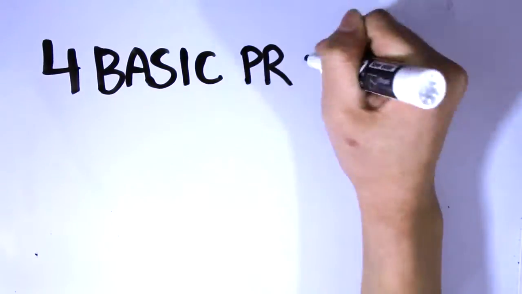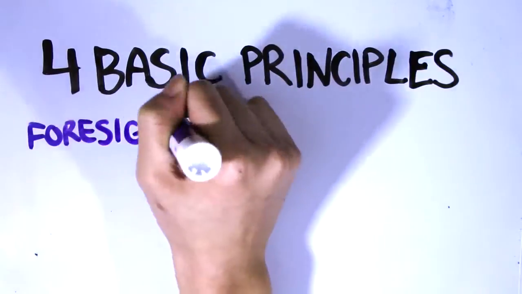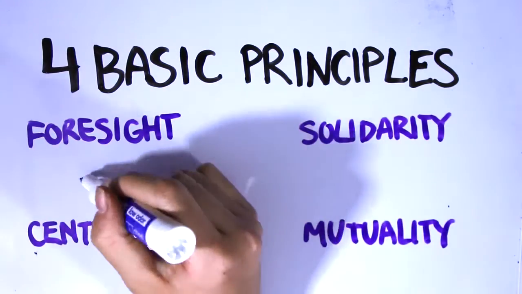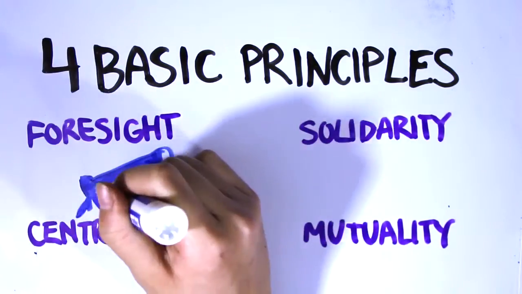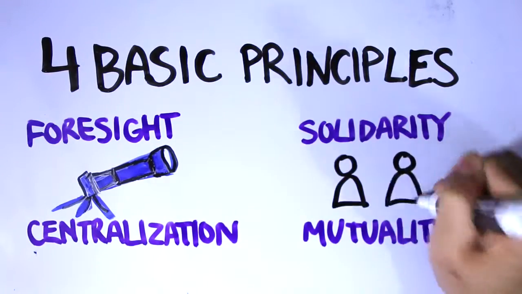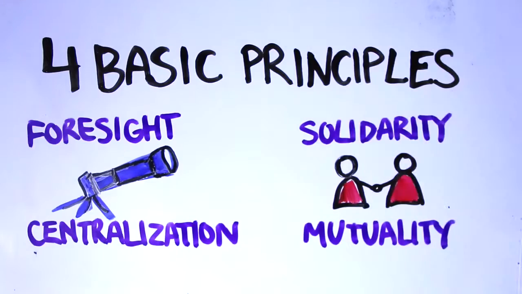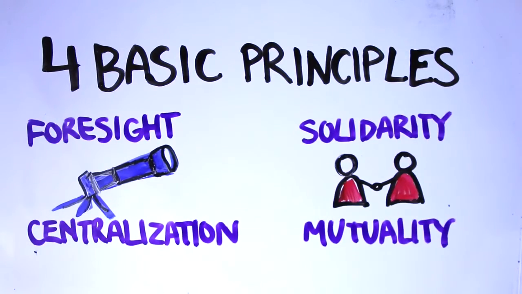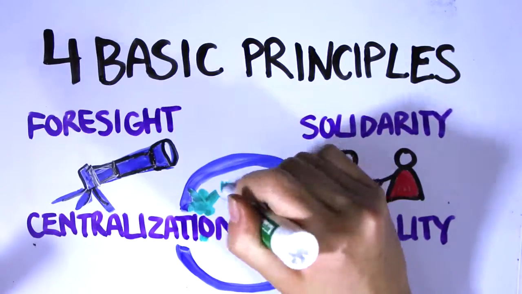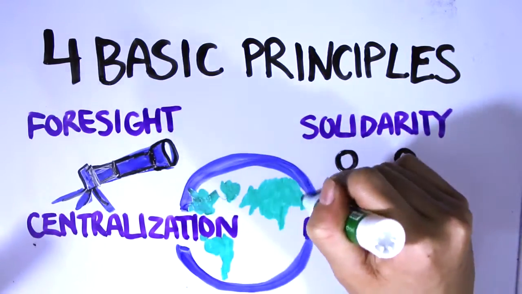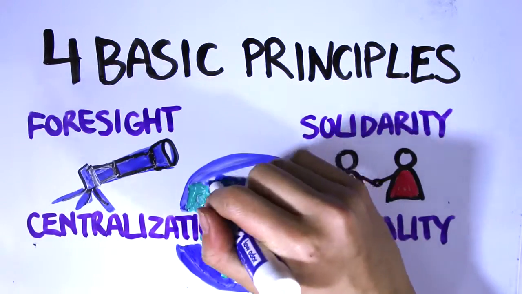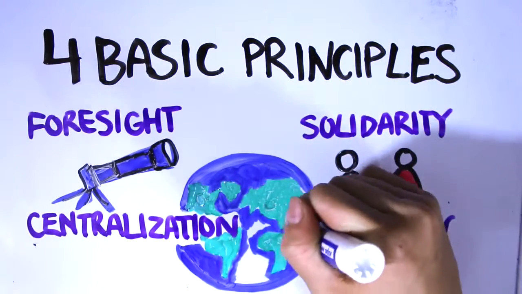The IHL follows four basic principles: foresight, solidarity, centralization, and mutuality. Foresight states that preparations must be made in advance during peacetime to provide assistance should war break out. Solidarity states that societies that are part of the Red Cross are required to help each other and work together. Centralization dictates that there may only be one society in each country, but activities extend throughout the entire national territory. Finally, mutuality states that care must be given to all the wounded and sick, irrespective of nationality.